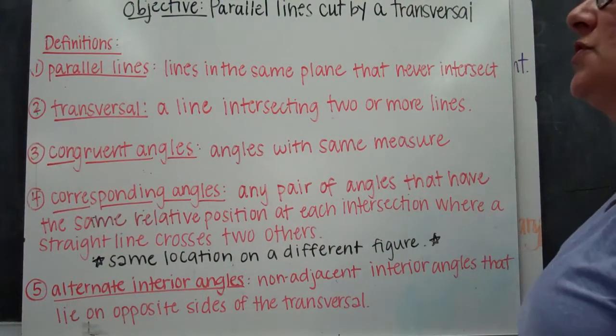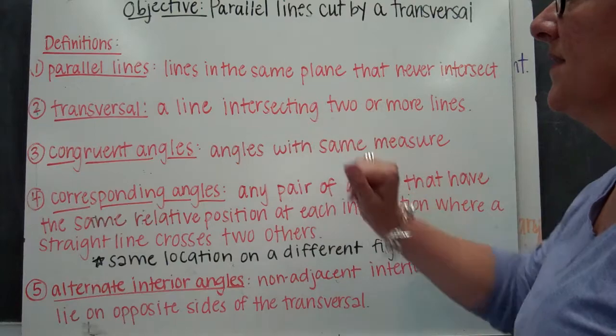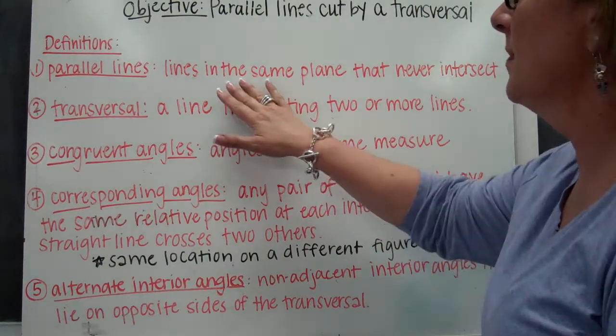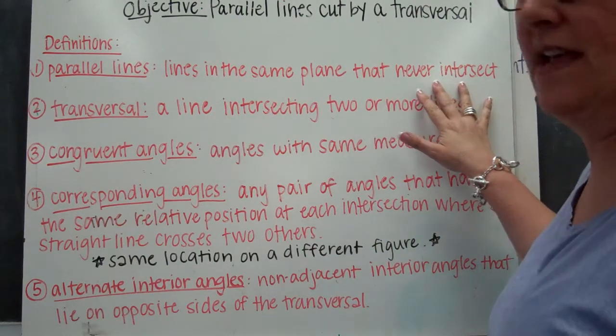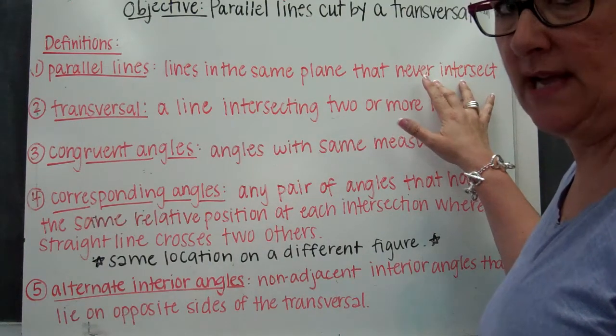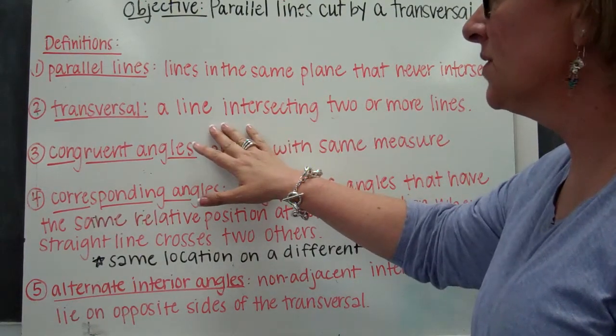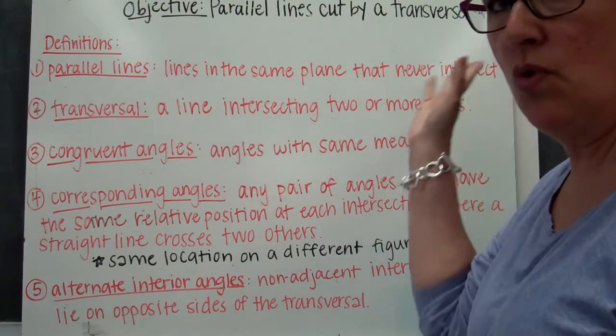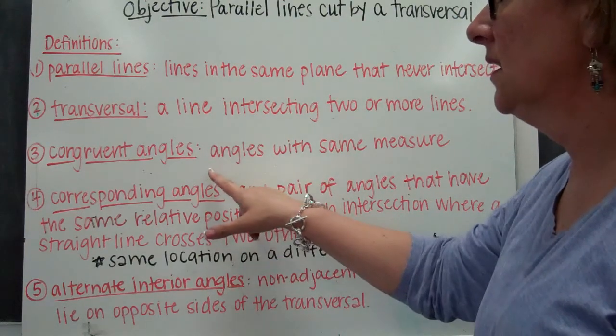Parallel lines cut by a transversal line. Let's look at some definitions. Parallel lines are lines in the same plane that never intersect, kind of like railroad track lines do. A transversal line is a line that intersects two or more lines. It cuts right through it.